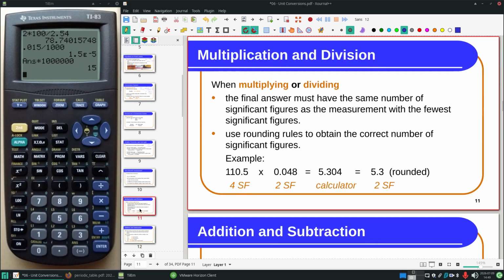On multiplication and division, we actually do just find the number with the fewest significant figures, and we'll round to that. So if I were to do this 110.5 times 0.048, I do get 5.304. But since that 0.048 only has two significant figures, I'll have to round the answer to just two significant figures. Now, for the most part, this one makes sense. And when we do practice, we'll see this a lot because you really do just look for the fewest, you ignore any exact numbers, and then you round it based on whichever one's the fewest.